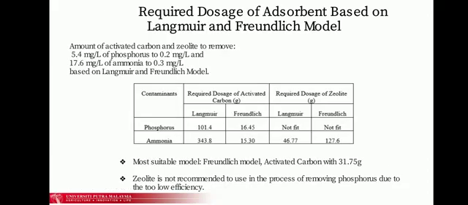Next is to calculate the required dosage of adsorbent to remove 5.4 mg per liter of phosphorus to 0.2 mg per liter and 17.6 mg per liter of ammonia to 0.3 mg per liter. The most suitable model is the Freundlich model, with activated carbon at 31.75 gram. Zeolite is not recommended for removing phosphorus due to its too low efficiency.